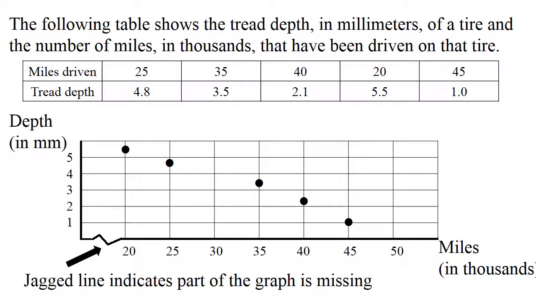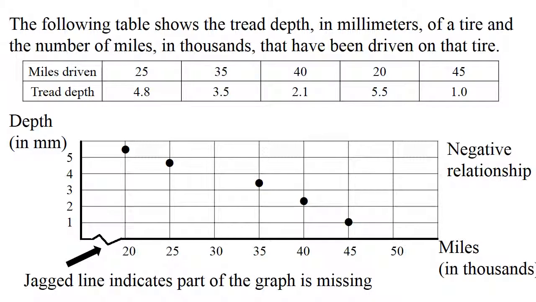Now notice what's happening here is as we move to the right, my data points look like they're going down. In the other example, the data points looked like they were going up, trending up. These are trending down. So we would say this isn't a positive relationship, it's a negative relationship. The more miles you drive, the less depth you have on your tread. You're wearing off the tire the more you drive.